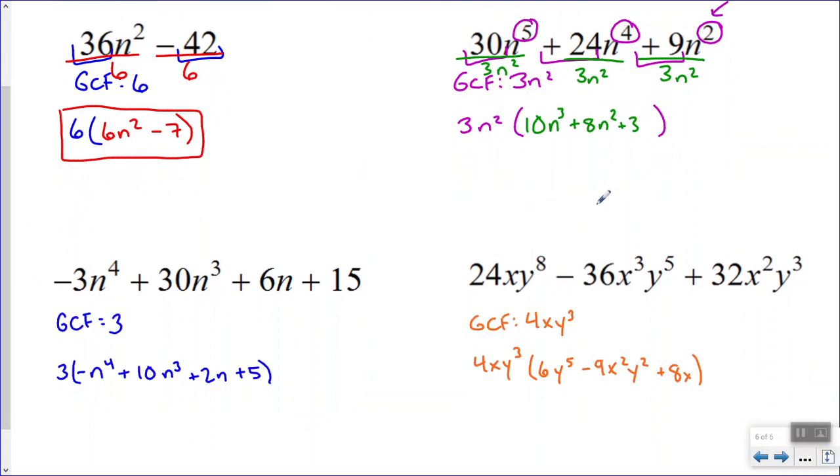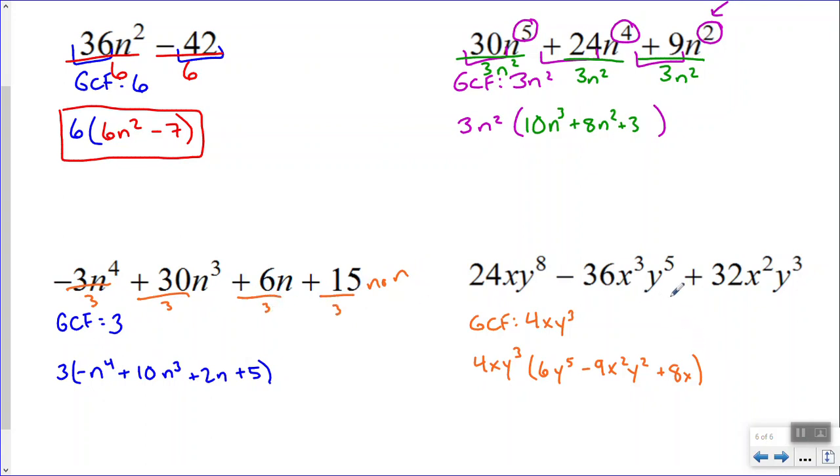We start by finding the greatest common factor of the coefficients, then deal with any variables. In the problem on the left, there's no n in our last term, so that means there's no n in our greatest common factor. We divide each term by 3, figure out what's left over, and write our product.